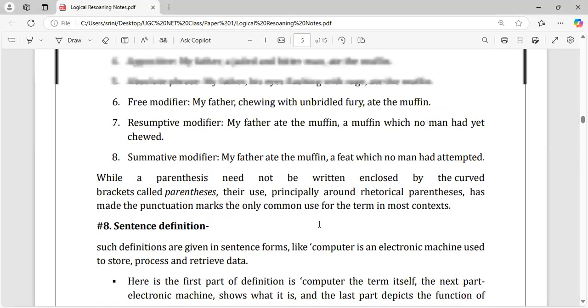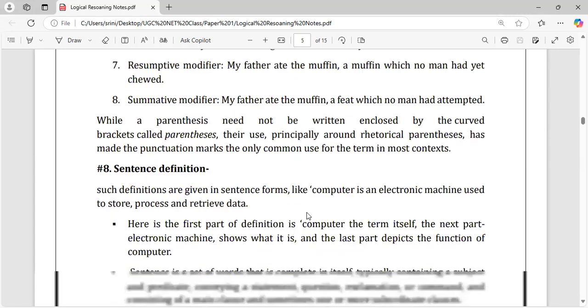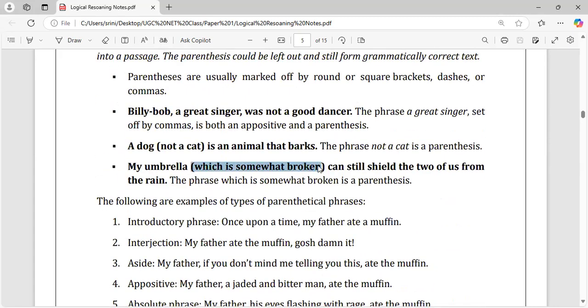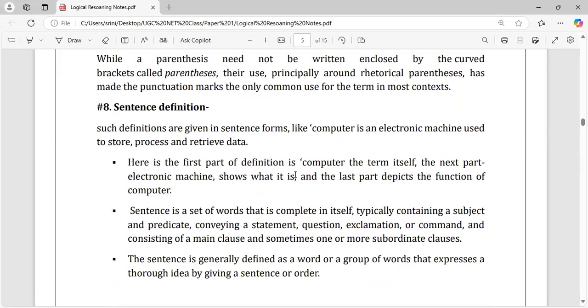These are all parenthetical definitions, used with commas or in parentheses. Then sentence definition. Some definitions are given in sentence form, like: a computer is an electronic machine used to store, process, and retrieve data. Here, the first part of the definition is the term itself, computer. The next part, electronic machine, shows what it is. The last part depicts the function of the computer, used to store and retrieve data. So these are sentence definitions.